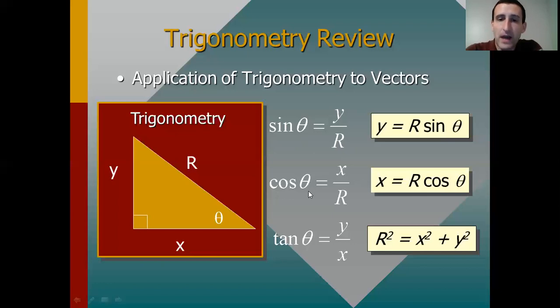Then CAH, C-A-H, so CAH, TOA. C is for cosine, A is for adjacent. This is the side adjacent to the theta, so it goes in the numerator. And then H for hypotenuse. So the hypotenuse here is represented by R. So cosine of theta is equal to the adjacent side divided by the hypotenuse. And then finally TOA, T-O-A, tangent of the angle is equal to the opposite side divided by the adjacent side.